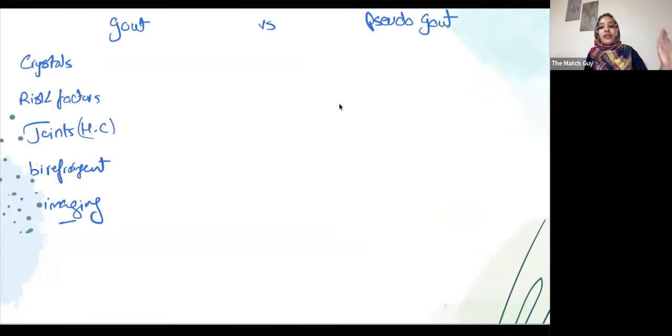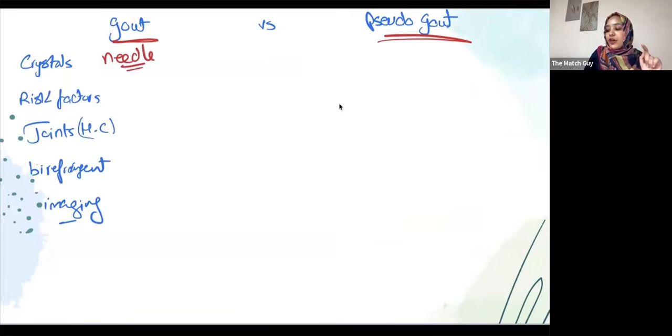Okay, that was rheumatoid arthritis and osteoarthritis. Now we want to talk about gout and pseudogout. I want you to tell me the differences. In gout, what are the crystals that are going to get deposited? Very good. These are needle-shaped and these are rhomboid.